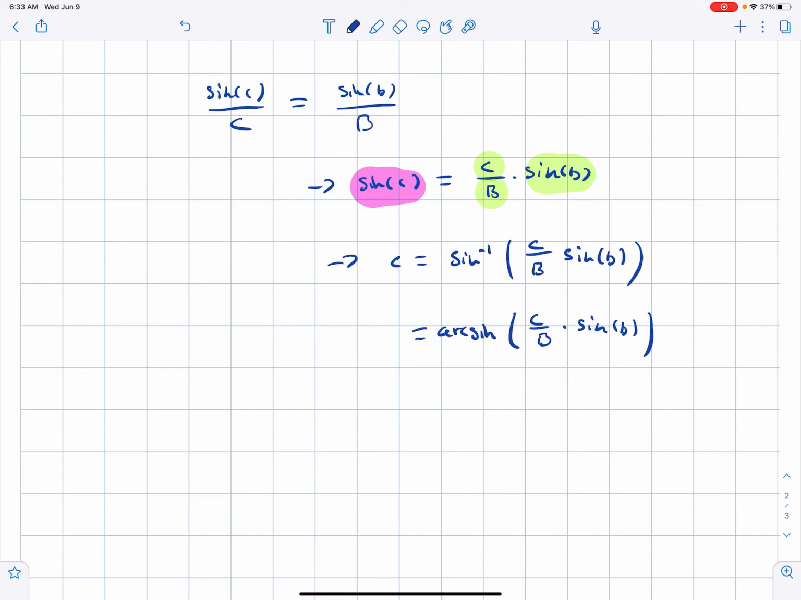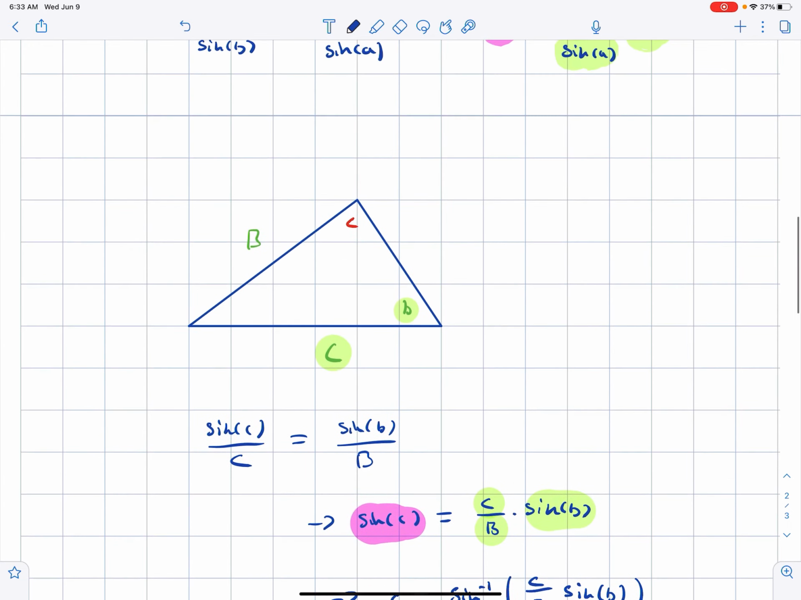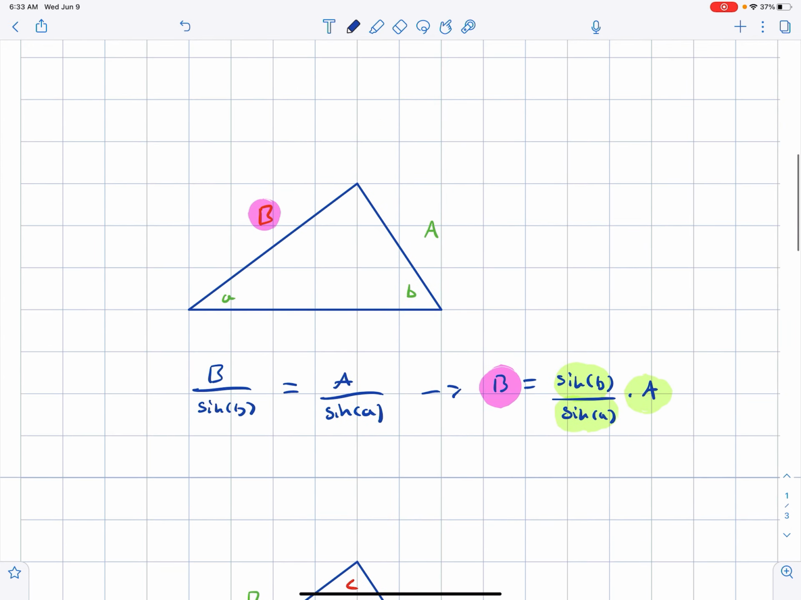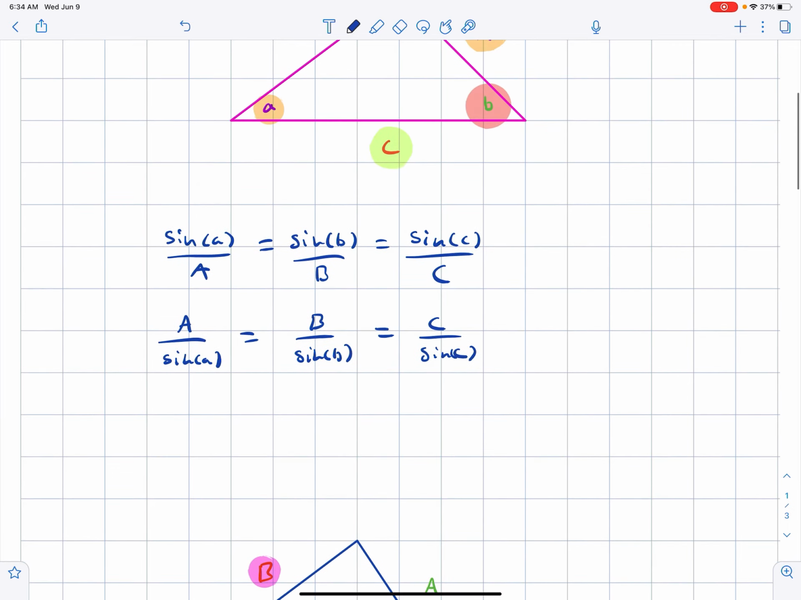But this is how you use it. This is how we can find the missing sides and angles in a triangle. We can use this along with the law of cosines, either this or the law of cosines or a combination of them to solve triangles. So that's very nice. That's terrific. But how do we prove it?